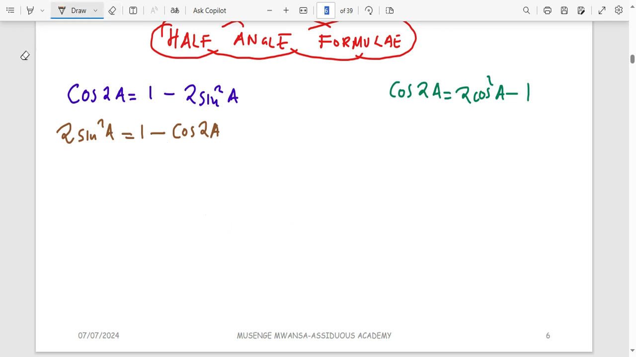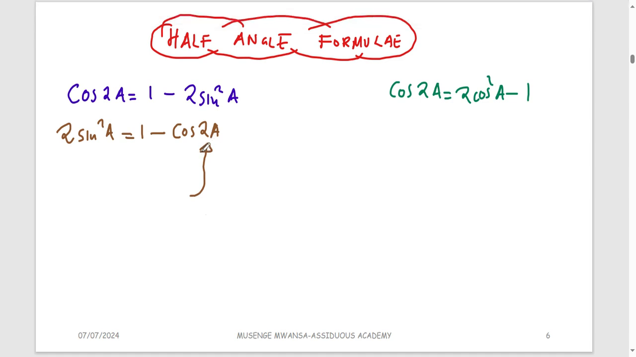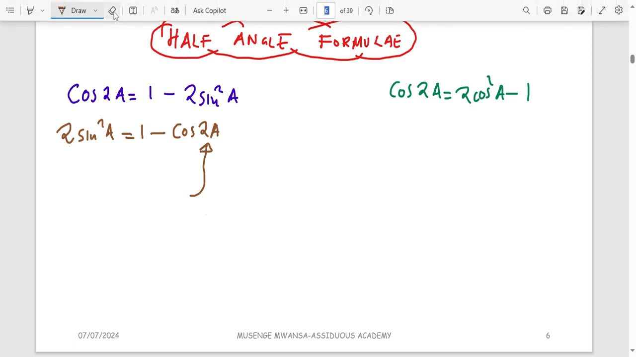Okay, and then what are we going to do next? Look at this. If this angle is a double angle, you can see that's a double angle. But then we are dealing with what? Half angles. What are we going to do? Where there is A, we are going to substitute half A. At every point where there is A, we are going to put half of A.